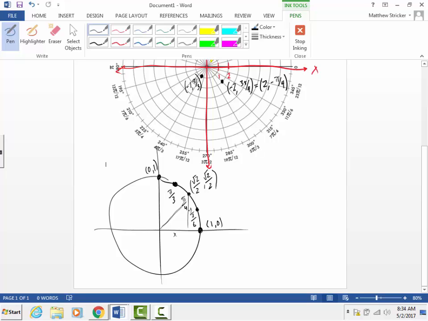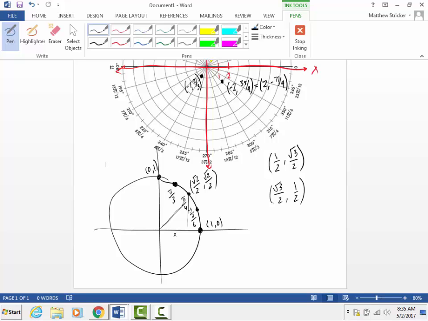Now, the other 2 points are either 1/2, root 3 over 2, or root 3 over 2, 1/2. This is how I remember it, honest to God. This is what I think in my head every time. Which one of these numbers is bigger, 1/2 or root 3 over 2? Root 3 over 2 is bigger. So, which one of these points has a bigger y value?